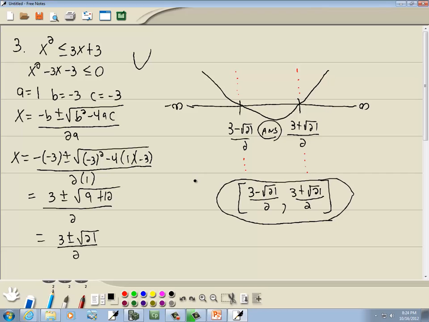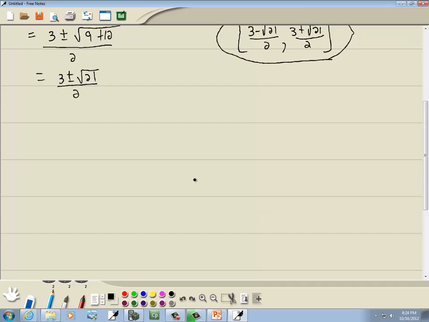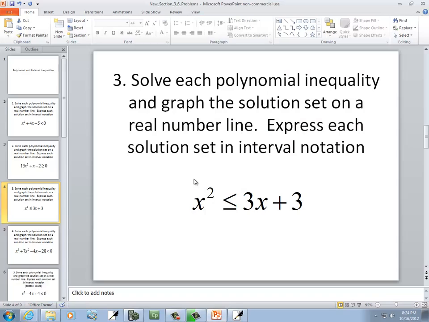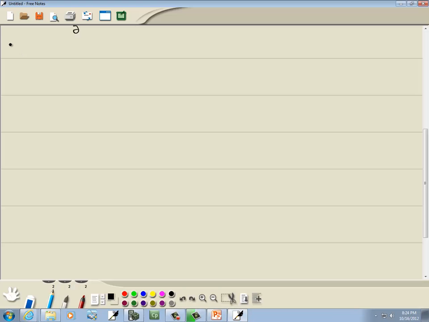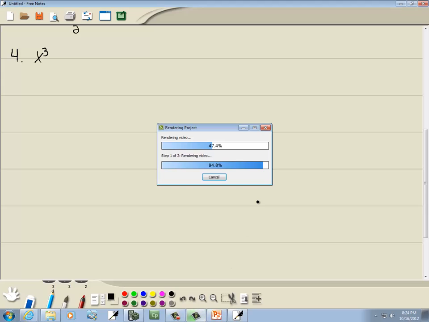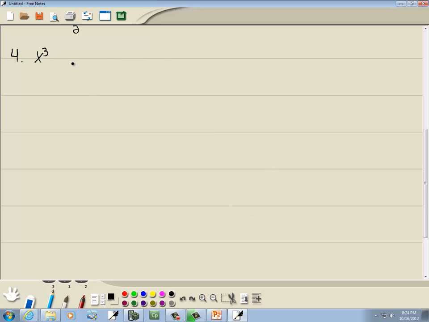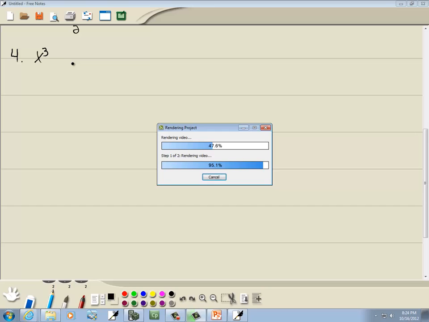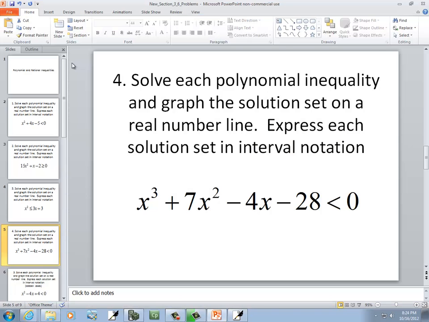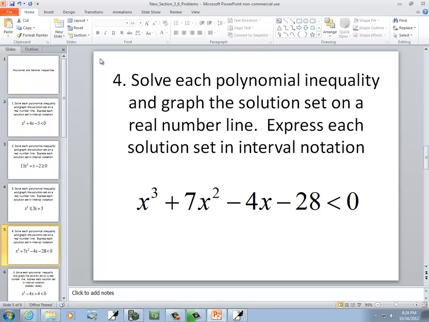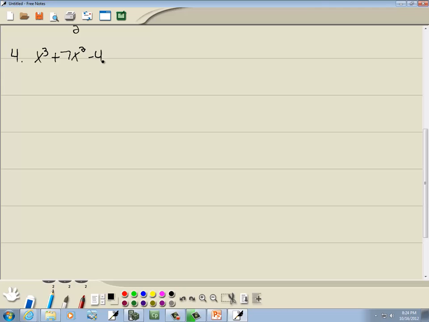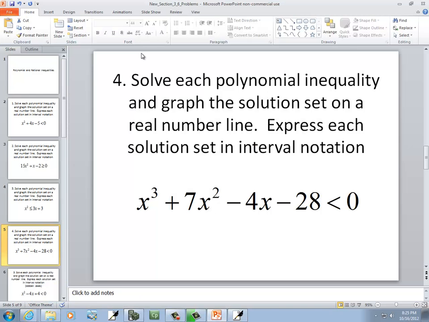Let's look at our next problem. So we got x to the third. I'm just curious what my previous upload's doing. Let me look. Okay, that's good. I wasn't sure about actually starting this recording while it was still processing, but I wanted to get as much done as I could. x to the third plus 7x squared minus 4x minus 28 is less than 0.